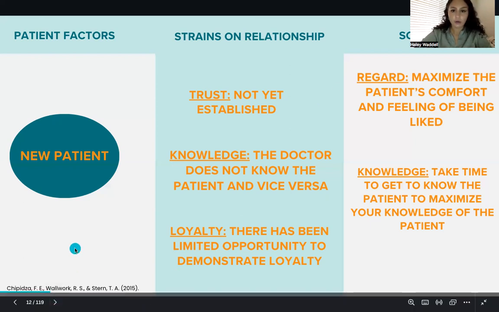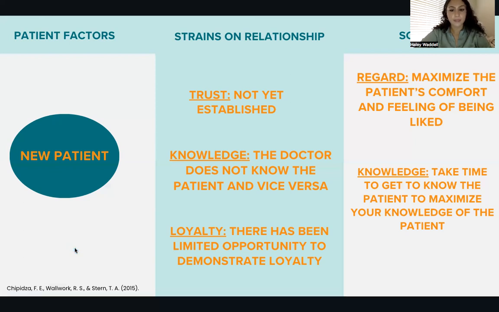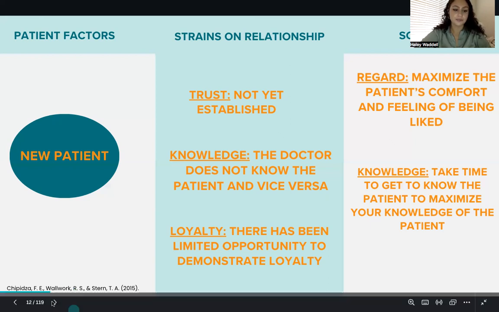And you'll always have a new patient no matter what. So it's important to establish that relationship early. Okay, next.